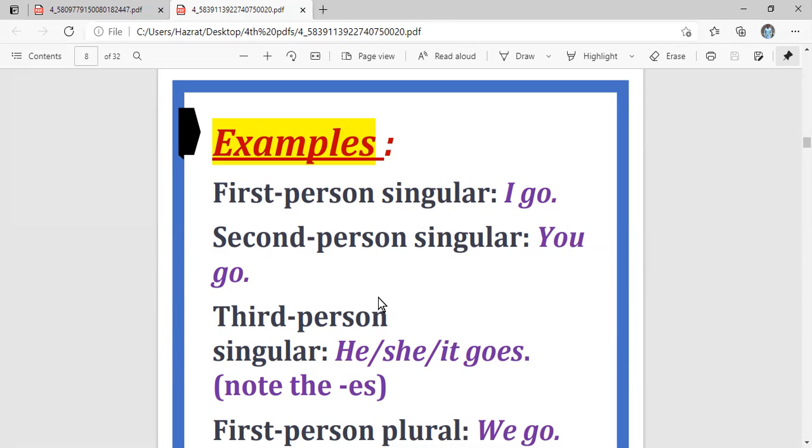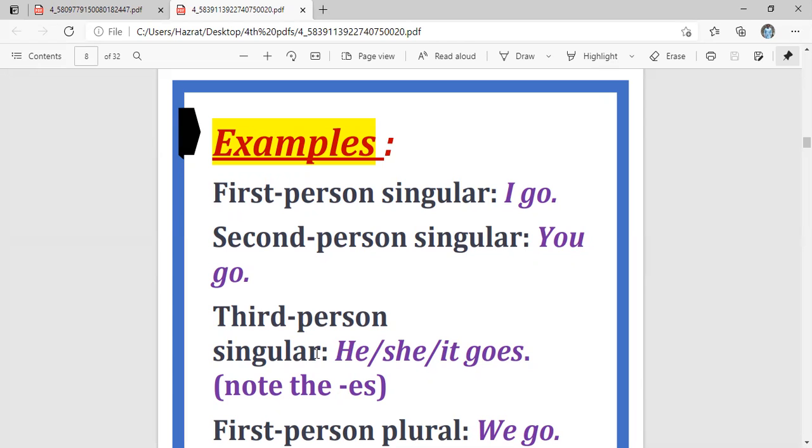When you make it negative, you cut this ES from the main verb and add it to the helping verb, so do becomes does. She doesn't go. He doesn't go. She doesn't eat. He doesn't eat. And if you want to make it a question, you just need to bring do or does to the start of the sentence. Does she eat? Does he go? All these things.